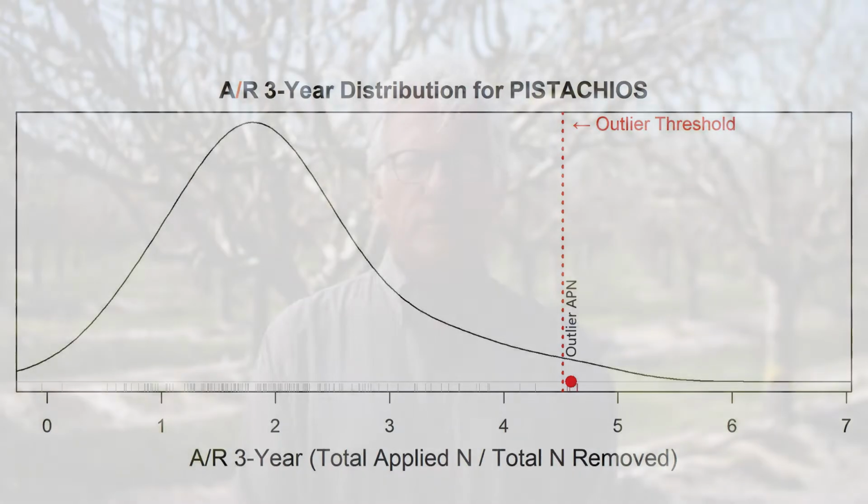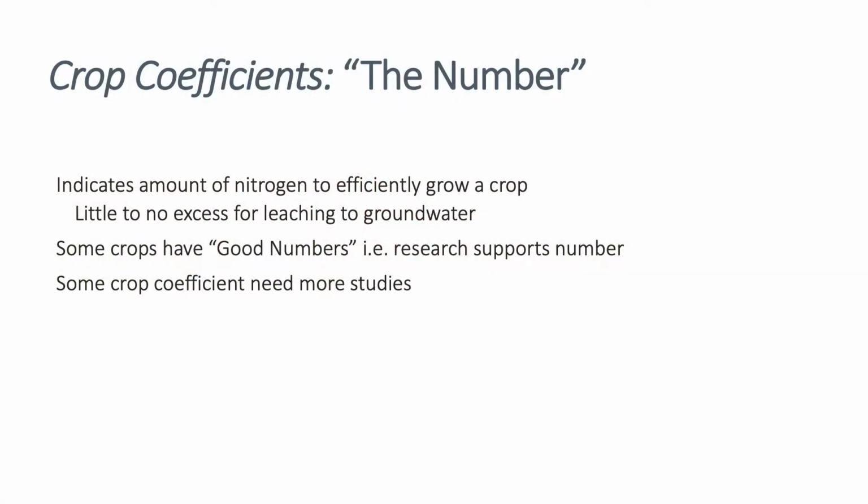What we use to determine an outlier parcel is an average of 3 years of applications of nitrogen compared to that removed component. The crop nitrogen coefficient is what we call the number. This is a very important indicator of the amount of nitrogen that is removed in yield that is harvested from a field. The ideal is having little to no excess nitrogen left in the field that might potentially leach to groundwater. Some crops have good numbers, other crops not so good.